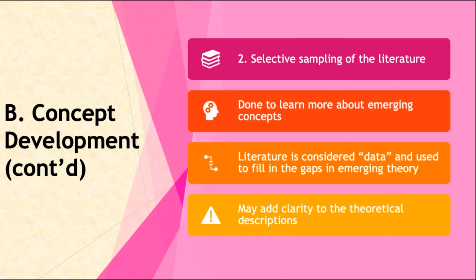Then second, selective sampling of the literature, to learn more about the emerging concepts. So once you get these concepts or categories, sometimes you will rely on literature to help you. Literature is considered data also and is used to fill the gap in the emerging theory. Here, when you use literature, it is not to compare with your study, but to help you develop those codes and categories or themes. So it is also considered data. It may add clarity to the theoretical description.